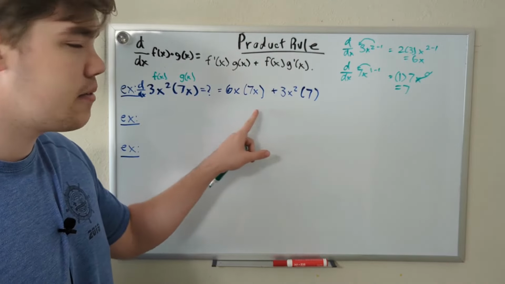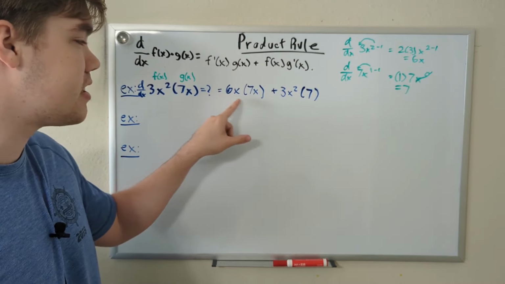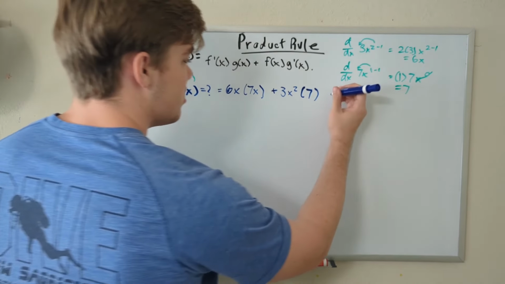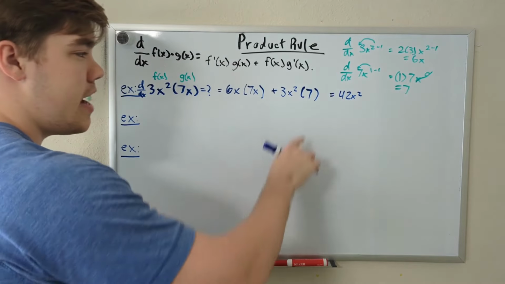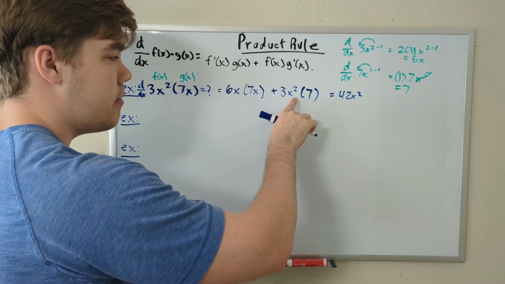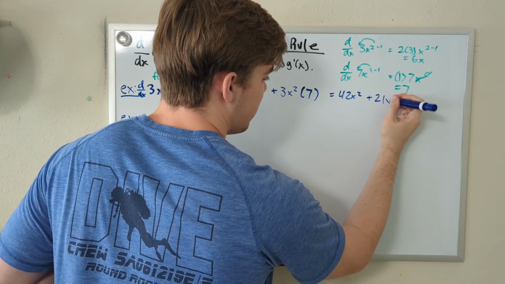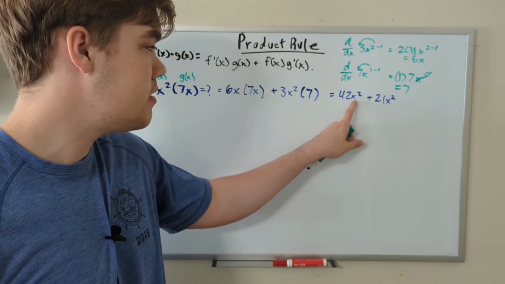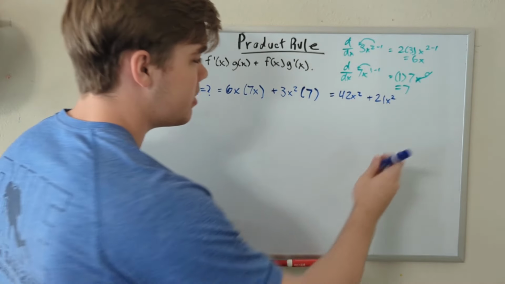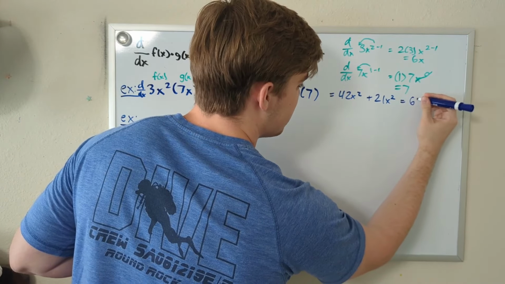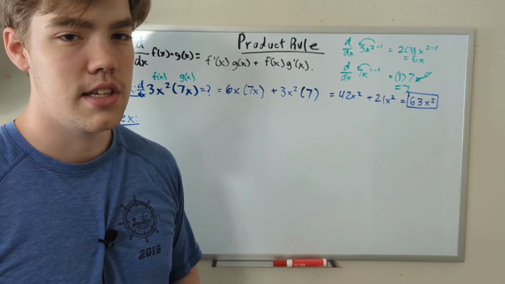Now that we have everything, we just need to multiply everything together. 6 times 7 is 42, and x times x is equal to x squared. So the first half is 42x squared. Now we have 7 times 3 is 21, and we just tack on the x squared. So we also add 21x squared. And since we have a common variable in x squared, we can just add them together. So 42 plus 21 is equal to 63x squared. And that is the derivative we found using the product rule.